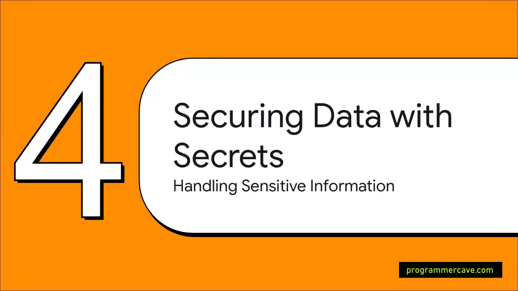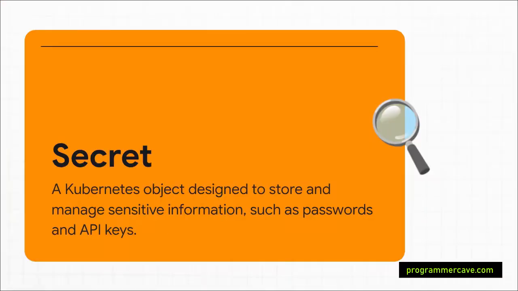Config maps are perfect for regular settings, but what about the stuff you really need to protect? I'm talking about database passwords, API keys, TLS certificates. You do not want those sitting in a plain text config map. For that, we need a different tool. And that tool is the Kubernetes secret.